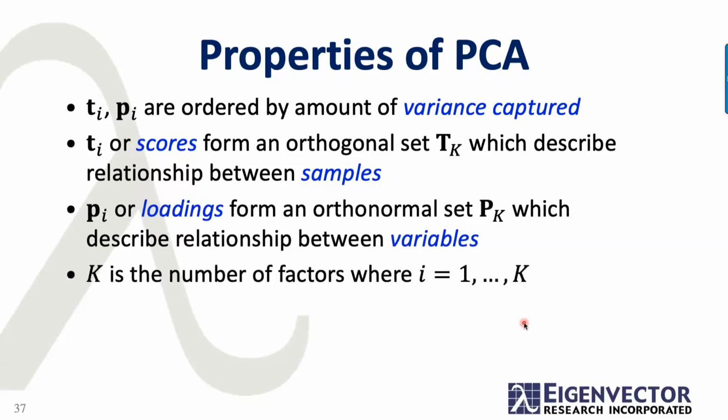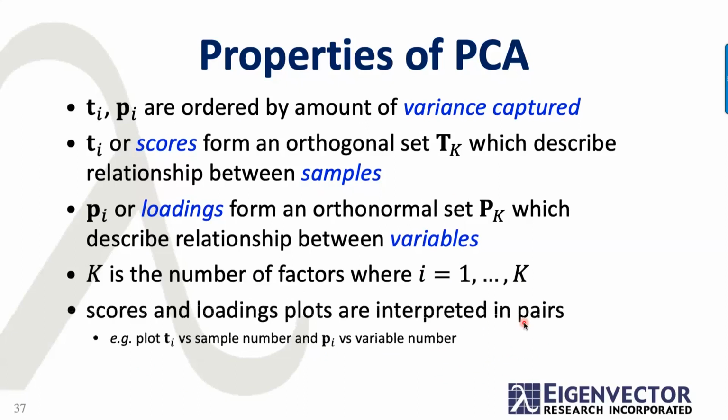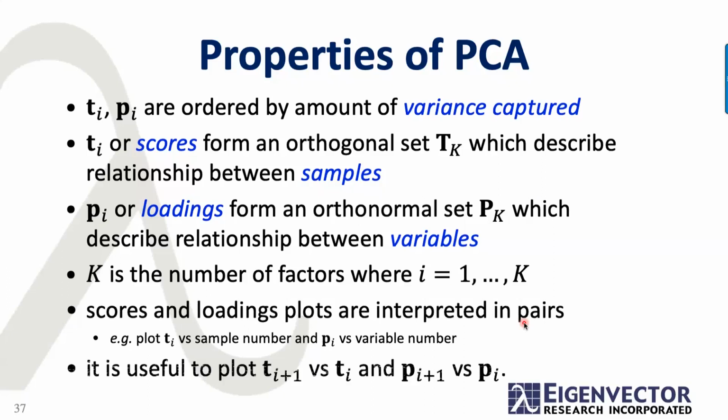K is the number of factors or principal components. And we usually look at scores and loadings plots in pairs. For instance, we look at the scores versus sample numbers and the loadings versus variable number, or we plot them against each other. So scores versus each other and loadings versus each other.